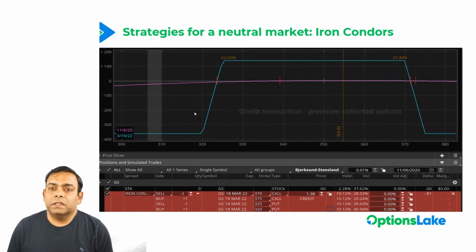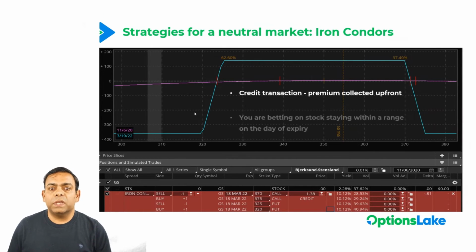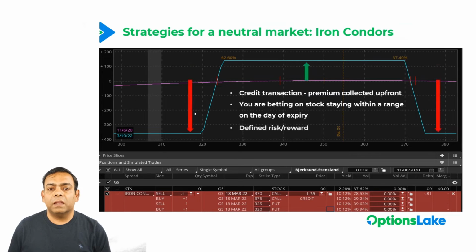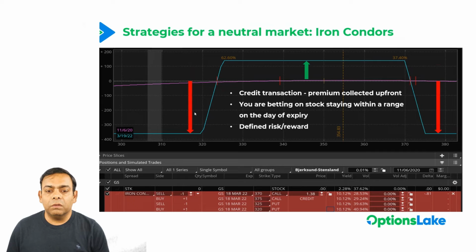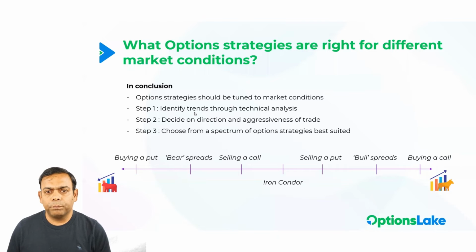This is a neutral strategy, which is an iron condor. As you can see, it has a limited risk and limited reward as indicated by green and red arrows. And in this kind of a trade, you are betting on stock to stay within a certain range. So for example, in this trade that is being shown here, we are betting the stock to be between 325 and 375 to realize the maximum profit on the day of expiry.